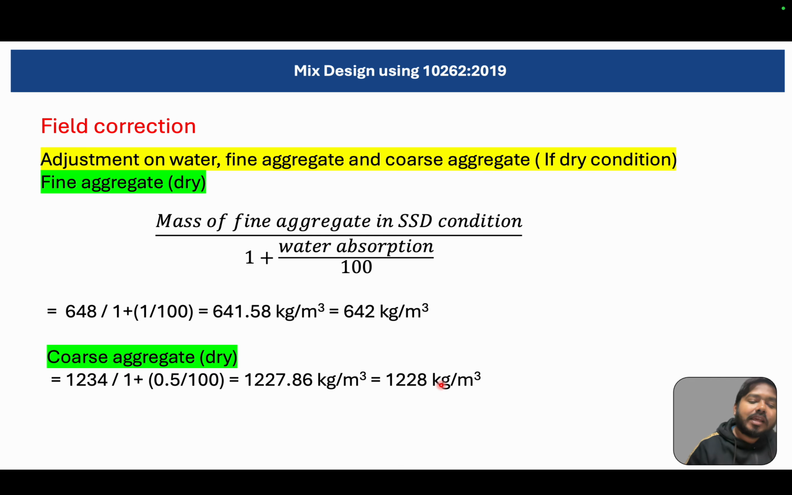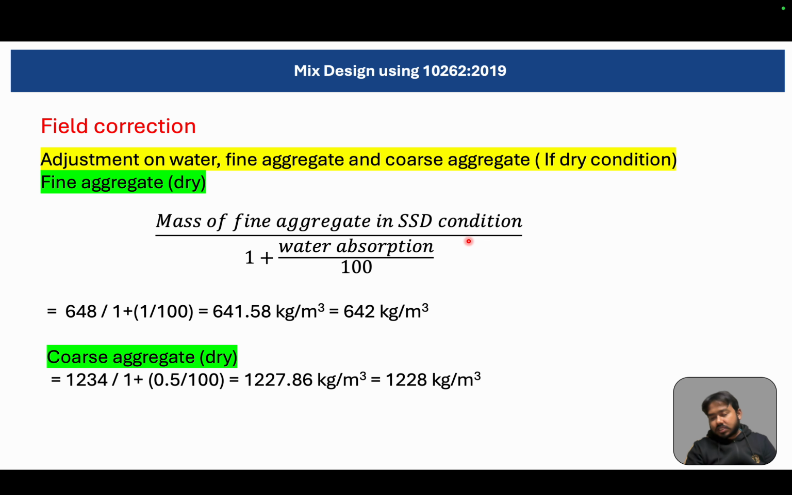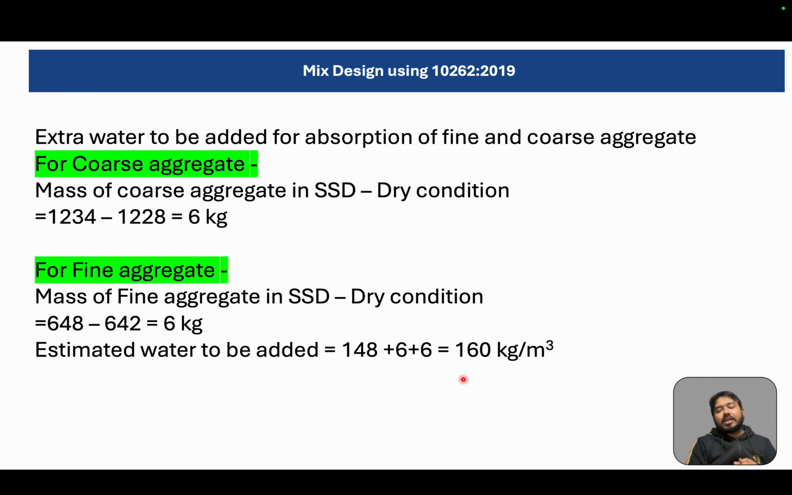If you check the dry condition against the SSD condition, there is a clear indication that SSD has slightly higher water content. That means water has already been absorbed into the aggregate, both the coarse and fine aggregate. The coarse aggregate in SSD condition was 1234 kg per meter cube, but with the dry correction, the same coarse aggregate shows 1228 kg per meter cube. So we need to calculate how much excess or extra water is required based on the fine aggregate and coarse aggregate addition.